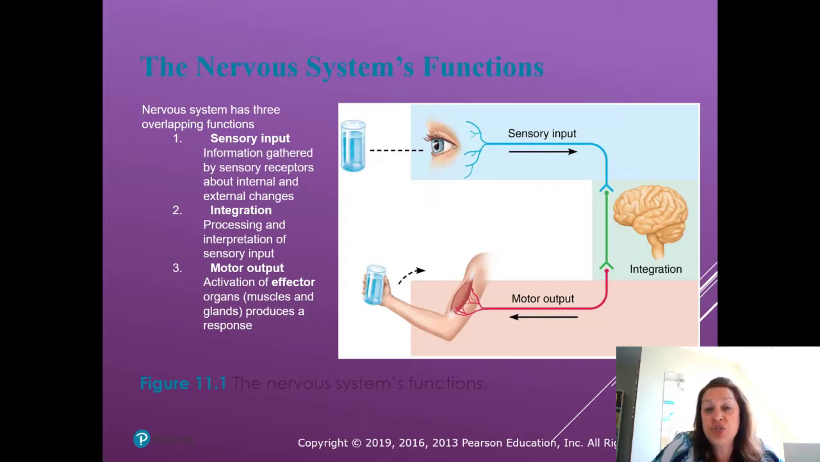This one is showing water, and the person obviously wants to pick up the glass of water, so you see it, you lift it, right, and you pick it up. Sensory input, integration, and motor output.